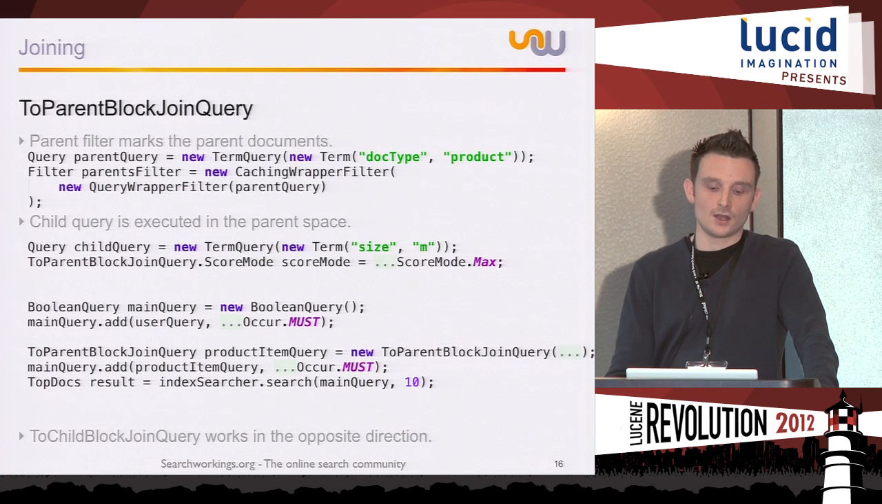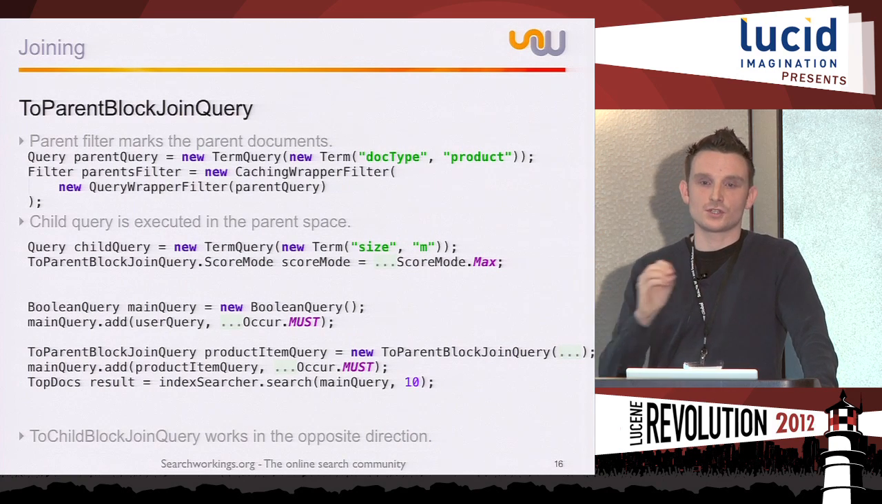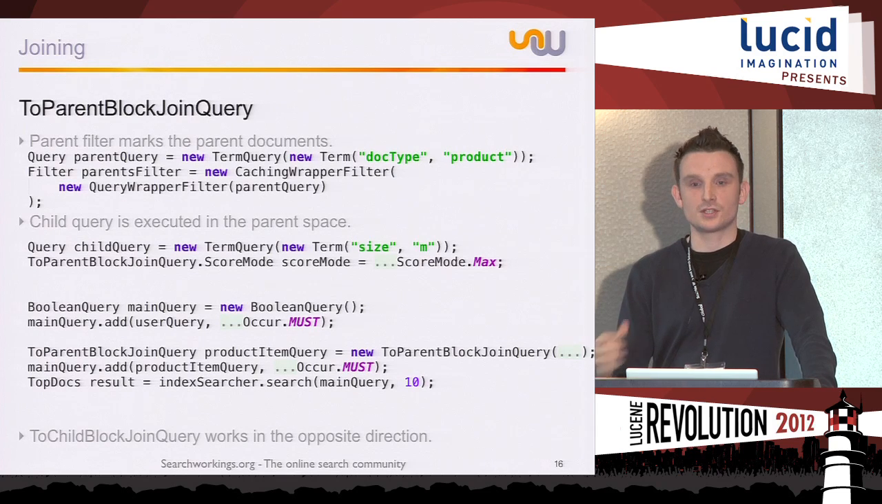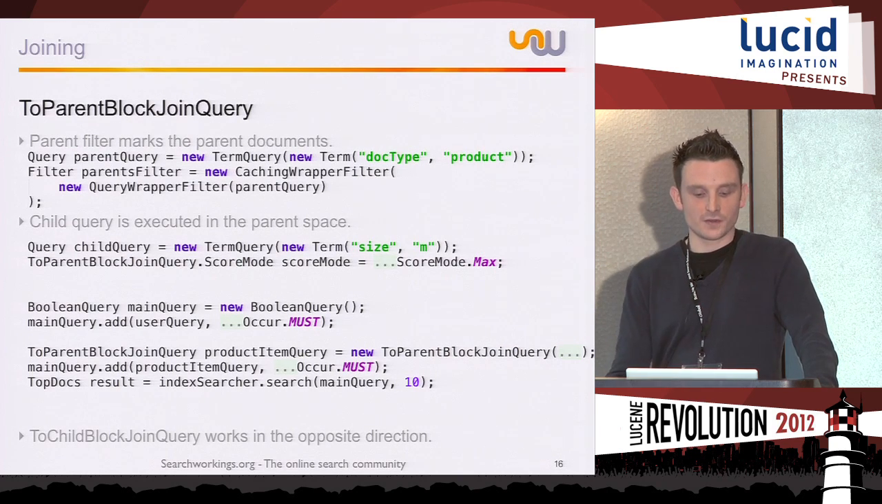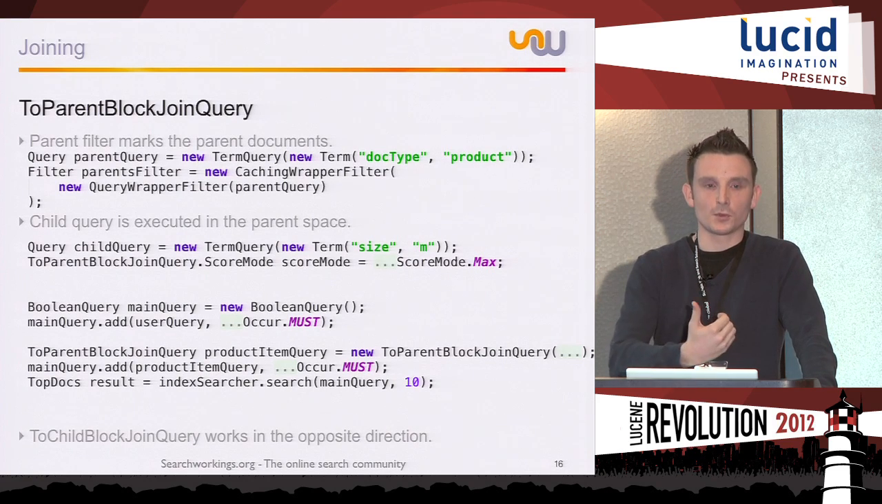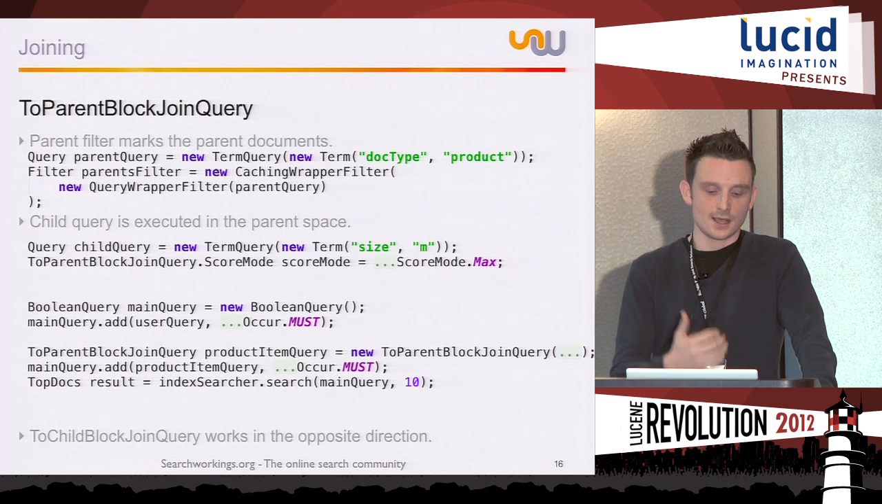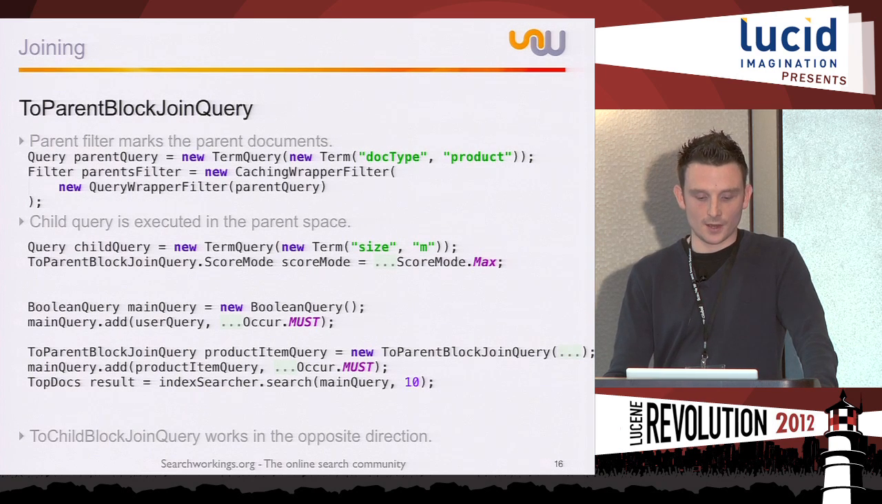But there are others. For example, total, which is the sum of all the scores, or average, which is the average of the scores. Or if you don't care about scoring, you can use none. This information is used as input for the ToParentBlockJoinQuery. Your query, you can add it into your normal query, what the user has typed. And then basically you invoke search and get back top blocks, which are parents in this case.